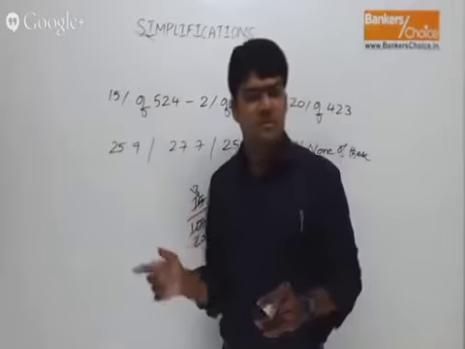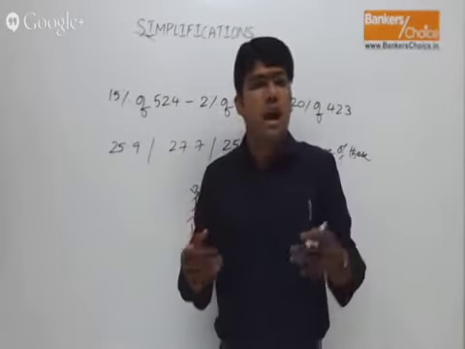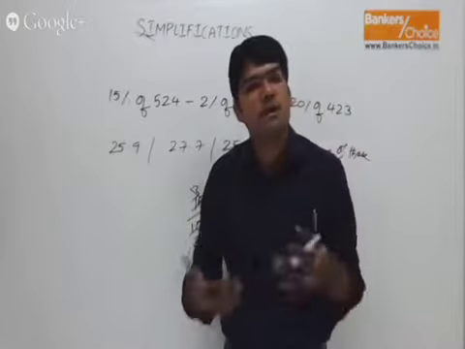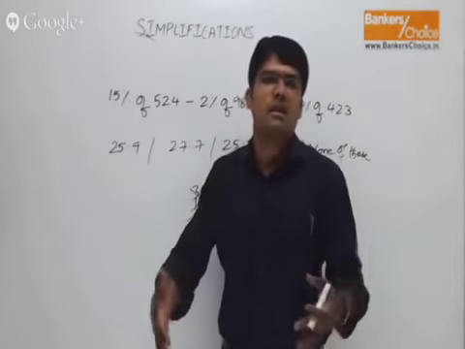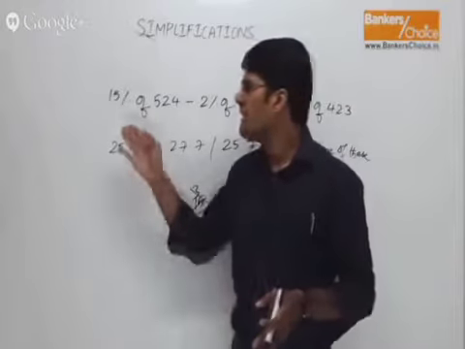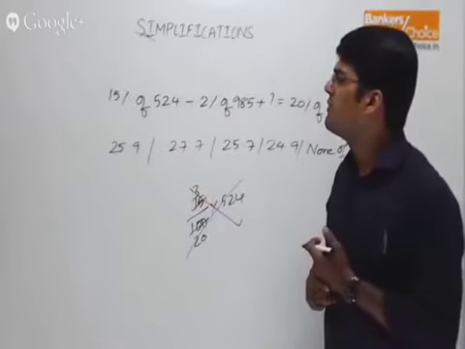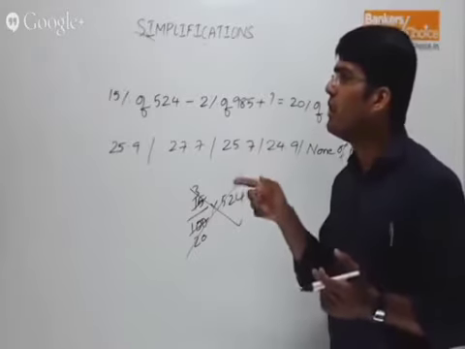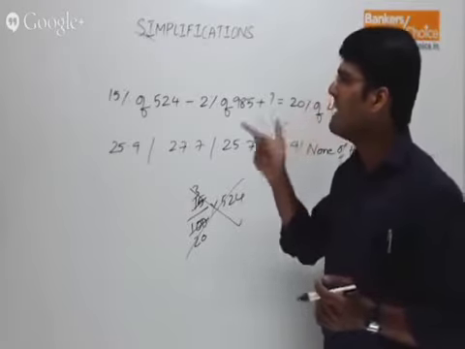15% of 524. 15% is 10% plus 5%. I'll not explain this in detail. It's there in speed maths. It's all in your practice. It's not anything which I have to discuss here. 10% plus 5%. 10% is 52.4. 5% will be what? 26.2. So 52.4 plus 26.2, 78.6.